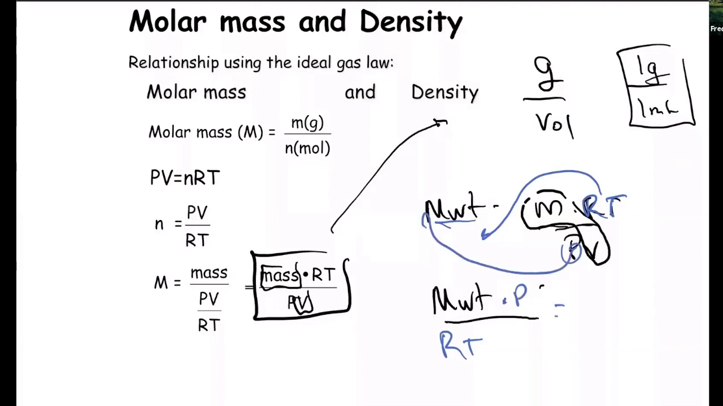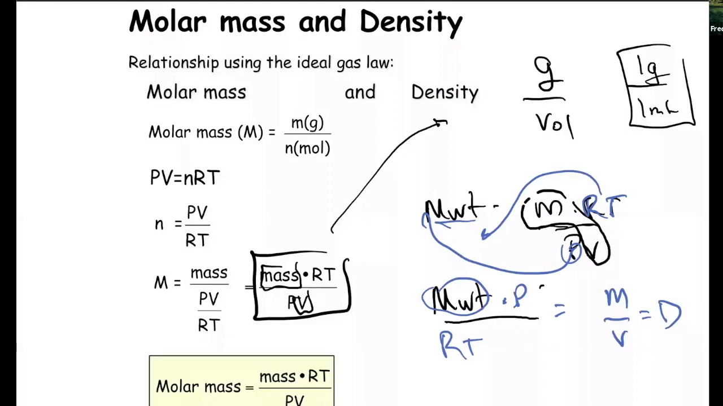And what we have on the other side is M over V, which is density. So the density of a gas can be determined based on the identity of the gas times the pressure it occupies divided by RT. And you see that in this equation. Let me clear this so that you guys can see that.